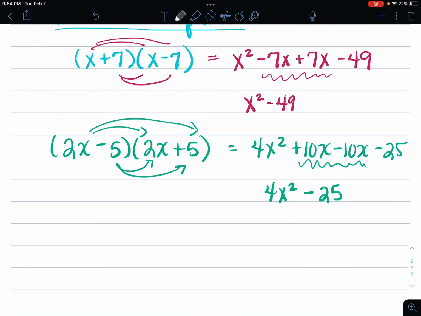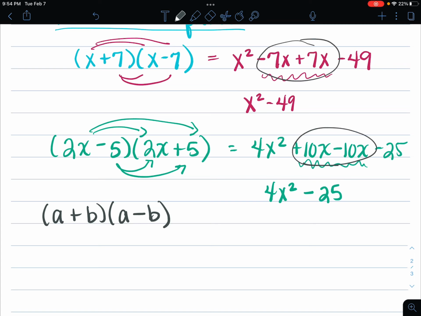Okay, so let's look at the quote-unquote shortcut. I'm going to use a's and b's again. That's really common in algebra. So a plus b, a minus b, right? The two terms are the same, but the signs are different. Please notice what's happening. First of all, we know we're not going to have a linear term. We saw that here both times that it equaled 0. That's going to happen every time.